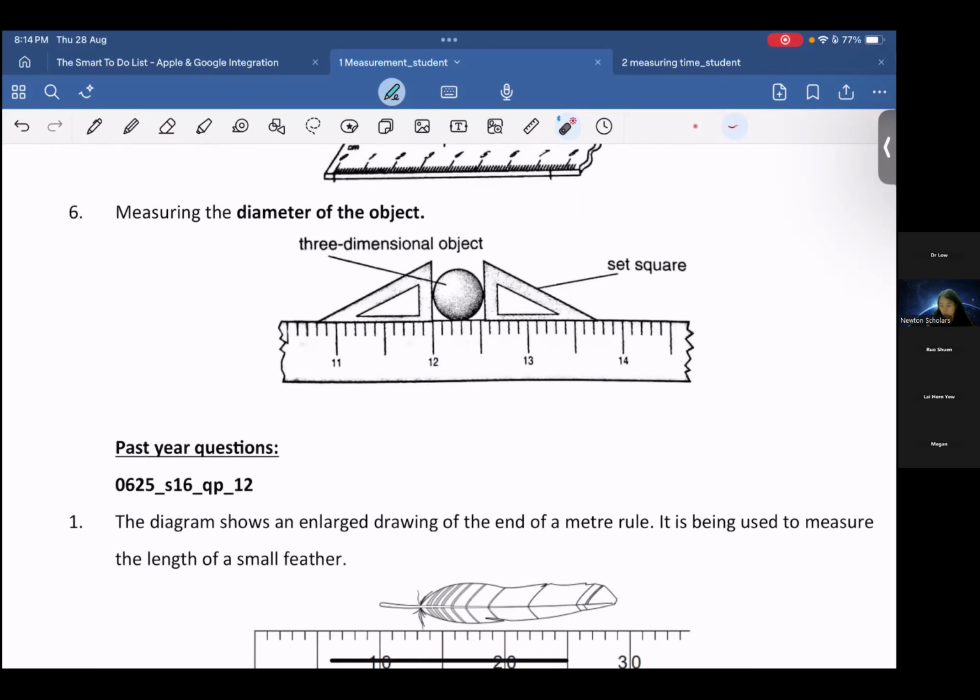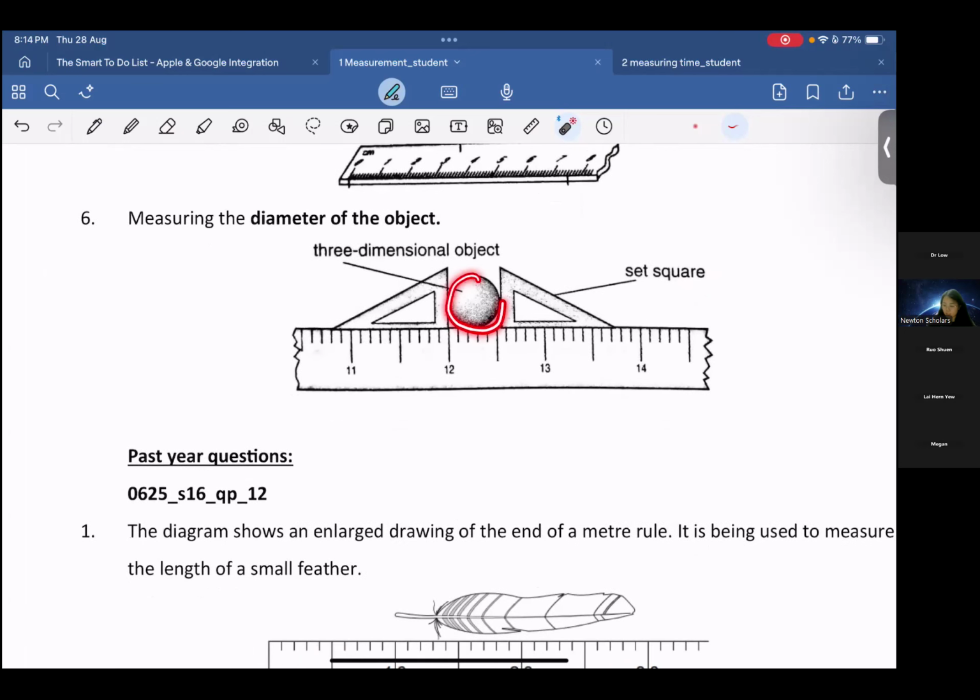Okay, measuring the diameter of an object. Let's say the object is round. How can we make sure we are able to measure it correctly? We can use two blocks beside it. These two blocks will fix the metal ball in place. In this diagram, they are using a set square to fix it. You don't have to use a set square. Actually, we can use two blocks beside it to fix it. Then from here we can measure the length, the diameter. This is the correct way to do measurement for a round object.